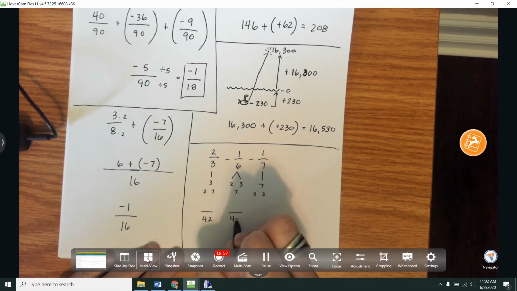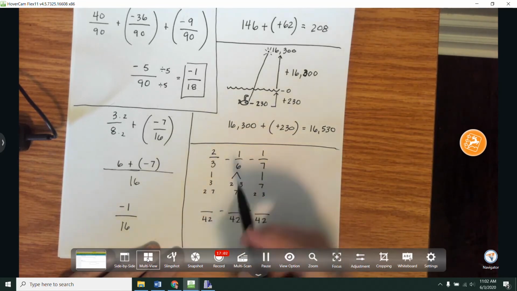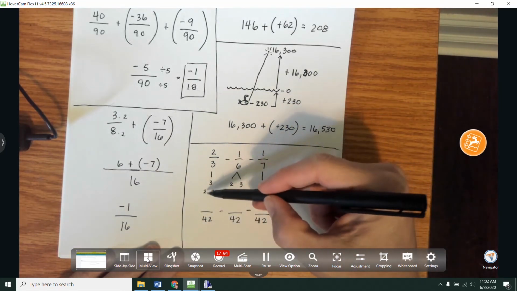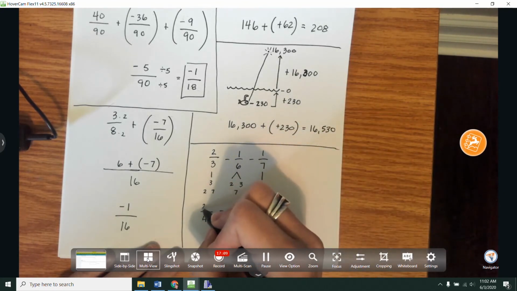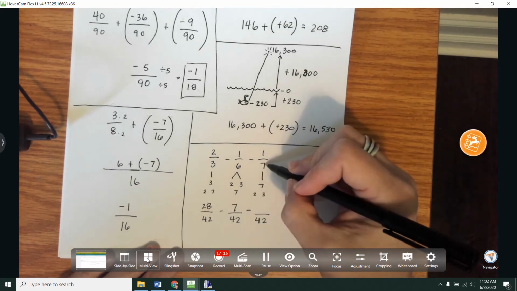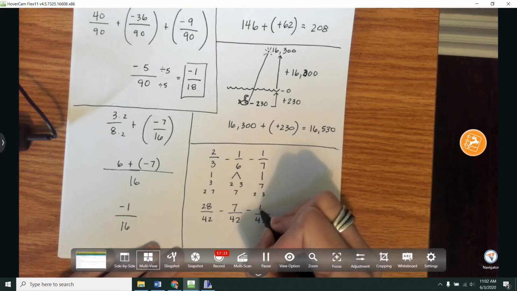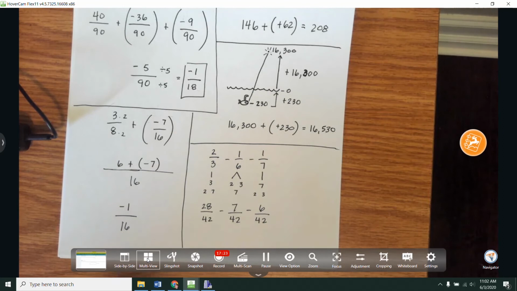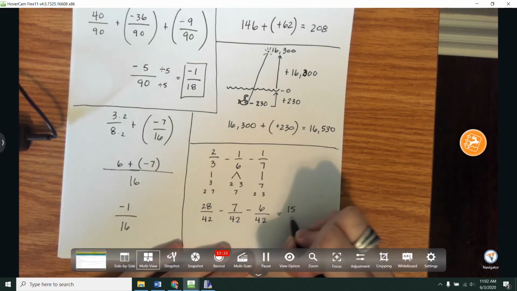And that becomes our denominator on each one of these, with minus in between these. And so we multiplied 3 times 14. So 2 times 14 is 28. We did 6 times 7, and so 1 times 7 is 7. And then 7 times 6 got us to 42, so 1 times that is 6. And so if we did the subtraction, 28 minus 7 is 21, and 21 minus 6 is 15, so this would be 15 over 42.